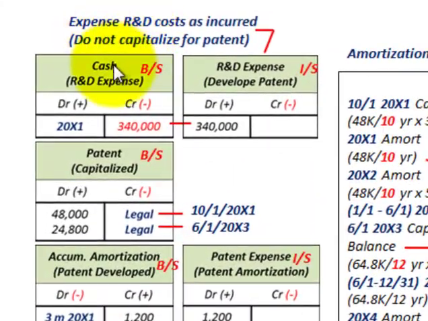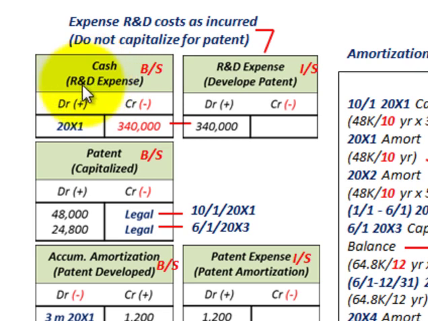Okay, now let's look at how we'd record this patent on our balance sheet and on our income statement. Remember, this is an internally developed patent by the company. What we would do with these R&D costs is they would be expensed as they're incurred. You do not capitalize them for the patent. They'd be expensed out.